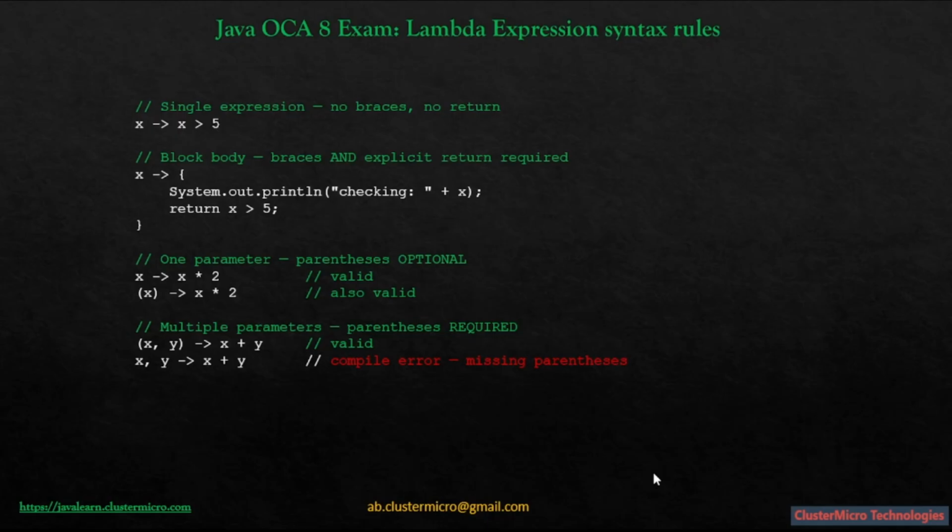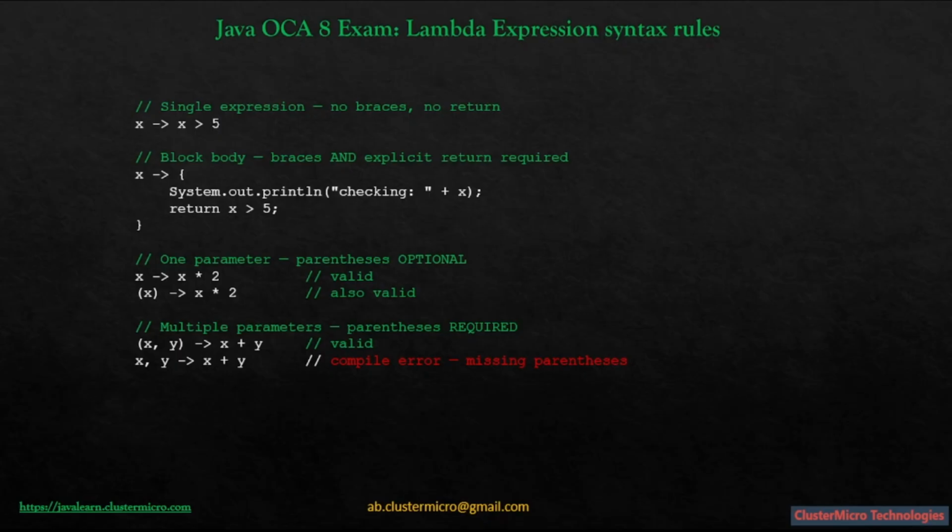x arrow and then within curly braces System.out.println, then checking plus x, and return x greater than 5. When you need more than one statement, you switch to a block body. Curly braces wrapping multiple lines, but the moment you add braces, two things become mandatory. First, you must write an explicit return statement if the method returns a value. Second, the return must be inside the braces. Forgetting the return in a block body will lead to a compile time error. The compiler doesn't implicitly return anything when braces are present. You take on full responsibility for the return.